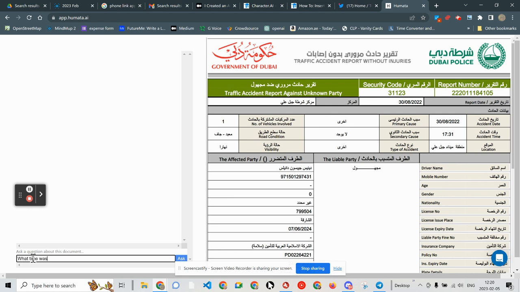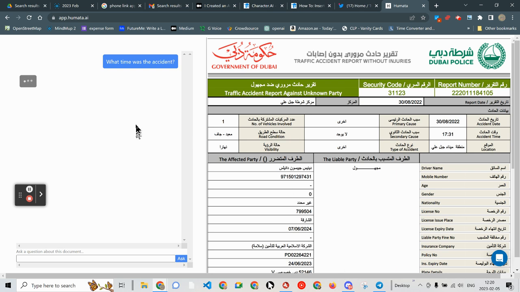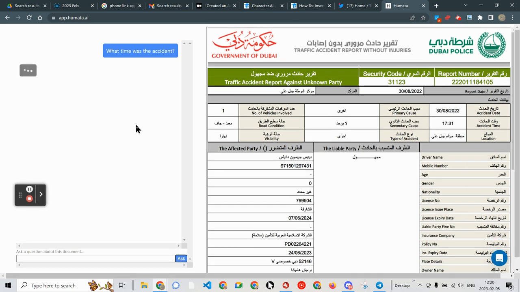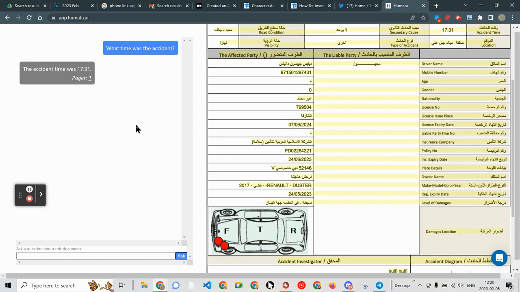What time was the accident? And the accident time was 17:31, which is right there.